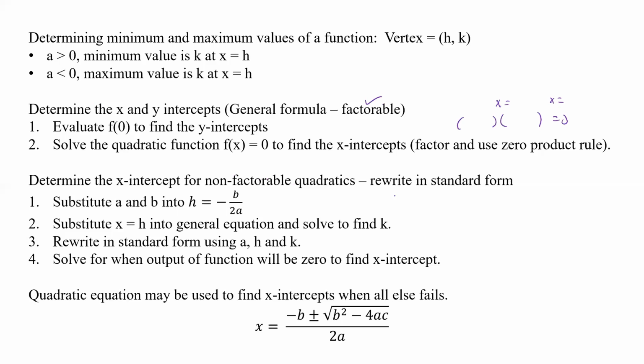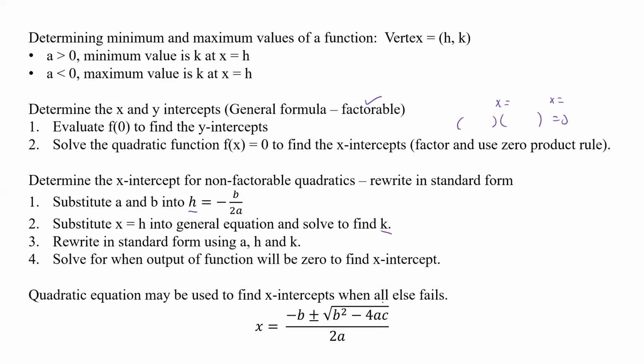If it's not factorable, we're going to rewrite it in standard form. So we're going to substitute a and b into h equals negative b over 2a. We're going to substitute x equals h into the general form and solve for k, no surprise there. And then we're going to rewrite in standard form using a, h, and k. So a comes from the original problem, then h and k we just found. And then solve for when the output of that function will be 0 to find the x-intercept. And so the quadratic formula may be used to find x-intercepts when all else fails. So if we can't do it this way, that's probably our next best guess.